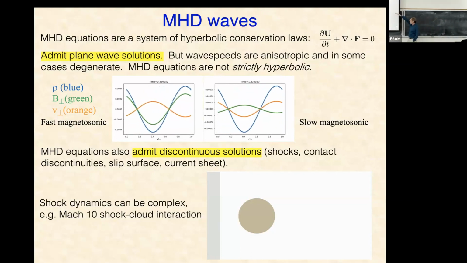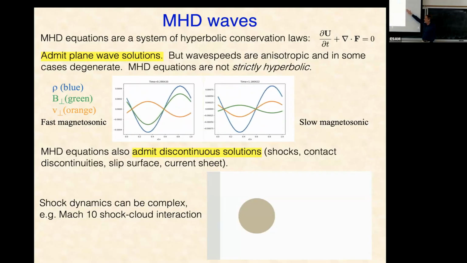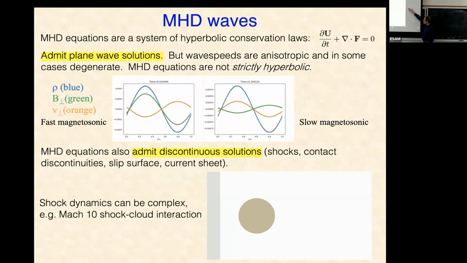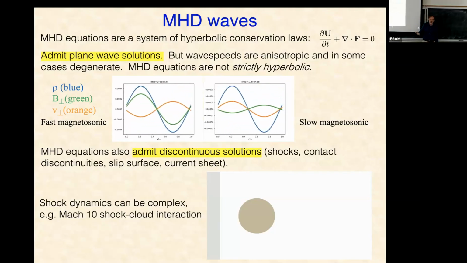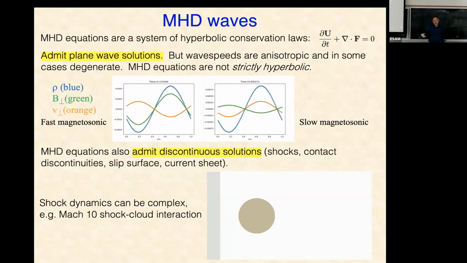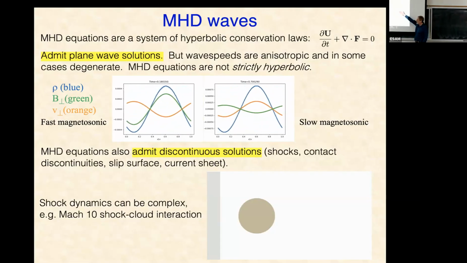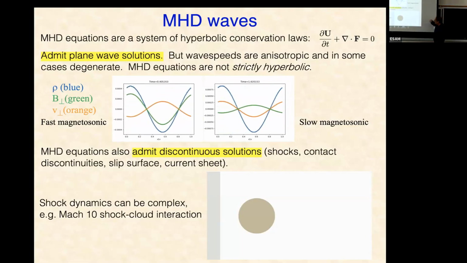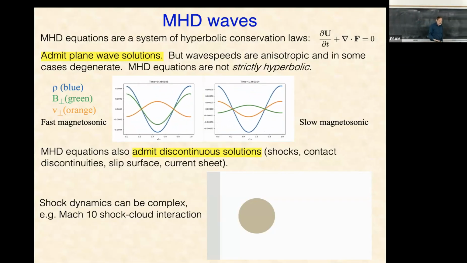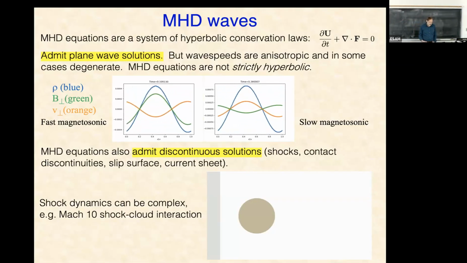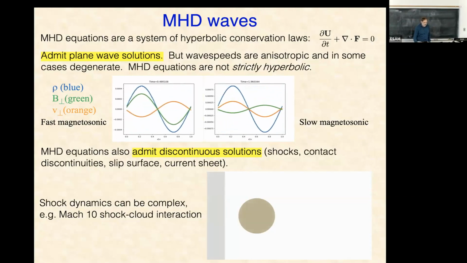Capturing linear waves is a really important property of any numerical method because it's such a fundamental property of the underlying equations. But it's not just linear waves that are important. These equations also admit discontinuous solutions, things like shocks, contact discontinuities, slip surfaces, current sheets, which are discontinuities in the magnetic field. Those are nonlinear waves, if you like, nonlinear solutions, and their dynamics is also important to capture properly. In fact, that's one of the great challenges of compressible fluid dynamics. Shock dynamics can be very complicated.